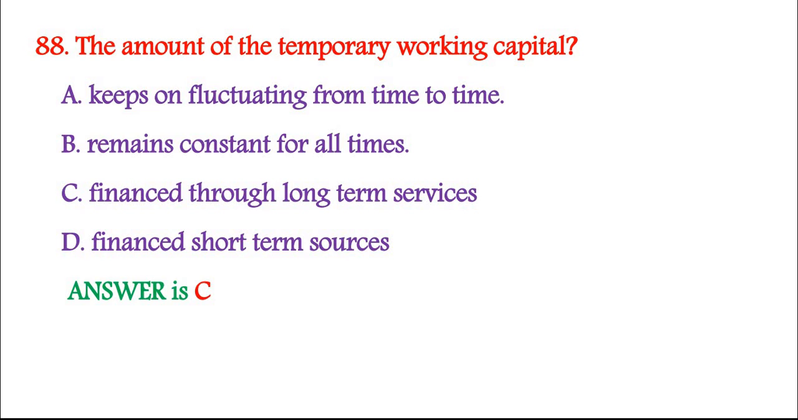88. The amount of the temporary working capital: A. Keeps on fluctuating from time to time. B. Remains constant for all times. C. Financed through long-term sources. D. Financed short-term sources. Answer is C.